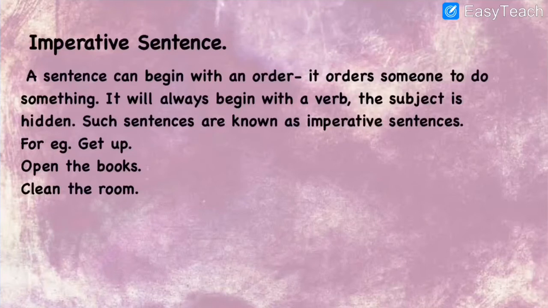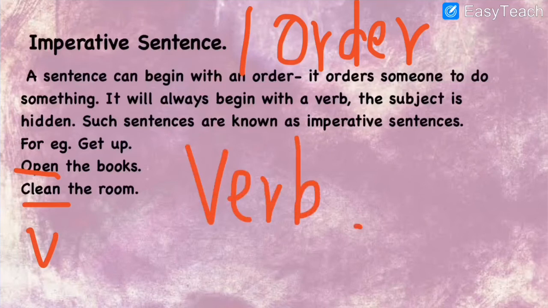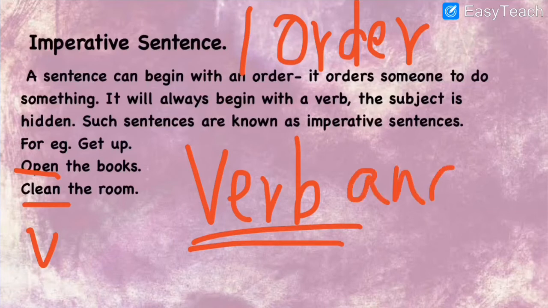Imperative sentence. A sentence can also begin with an order, and it orders someone to do something. So, that means an imperative sentence is where you will give an order. It will always begin with a verb and the subject is always hidden. Such sentences are known as imperative. So, look here now, open the book. Here, open and clean, they both are verbs. So, you have to remember that an imperative sentence will always begin with a verb and its subject.